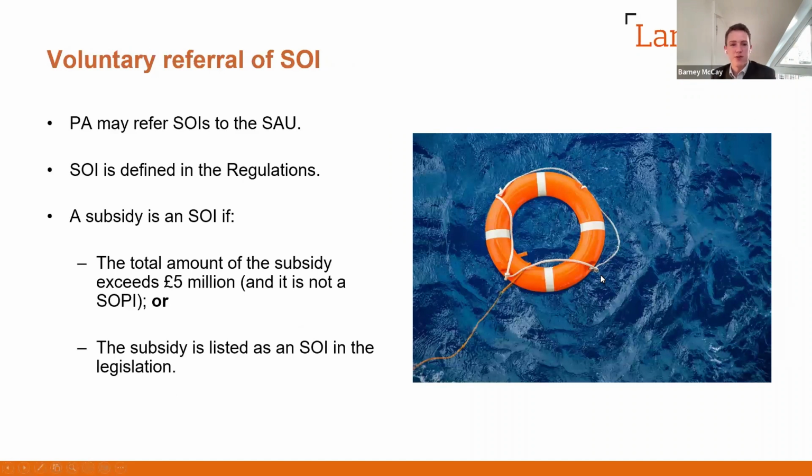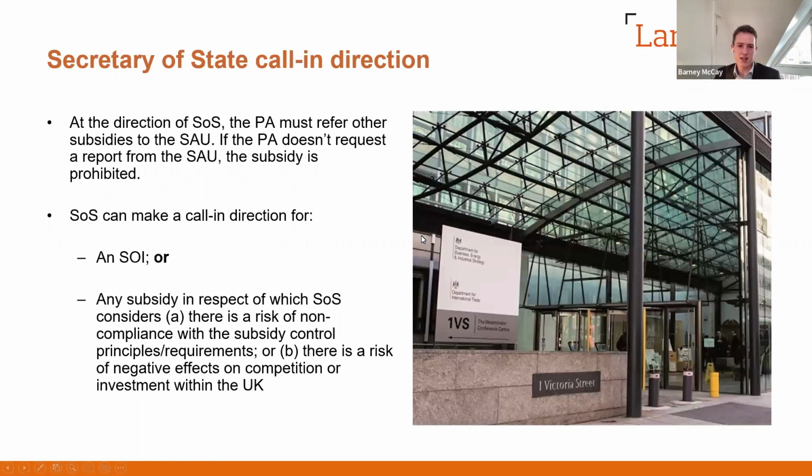What about voluntary referral of subsidies of interest? Well, as I've said, these are subsidies that the public authority may refer to the Subsidy Advice Unit. It doesn't have to. And again, these are defined in the regulations. In short, a subsidy will be a subsidy of interest if the total amount of the subsidy exceeds £5 million and it's not a subsidy of particular interest, or if it's expressly listed as a subsidy of interest in the legislation. So this covers, for example, rescuing provisions. So that's mandatory and voluntary referral of subsidies of interest and particular interest.